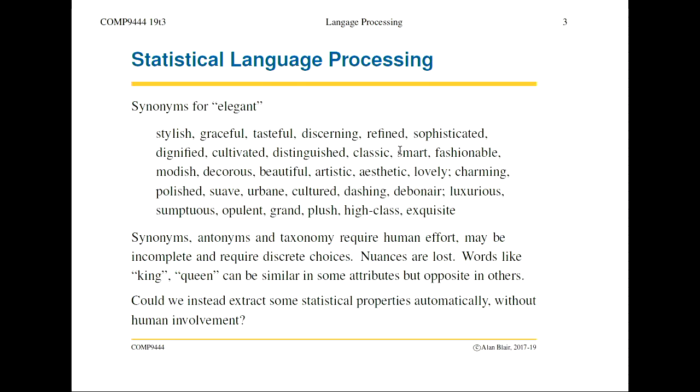So what we would prefer is a system which actually gives us more detailed information about the different similarities and differences in pairs of words. Another issue is that these things require human effort to compile. So historically, someone went through and looked for synonyms for elegant. It's not an easy process if you just sit down in your armchair and try to think, oh, what's the word that means elegant? You might not think of all of them.